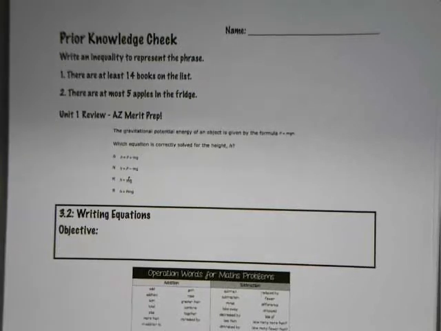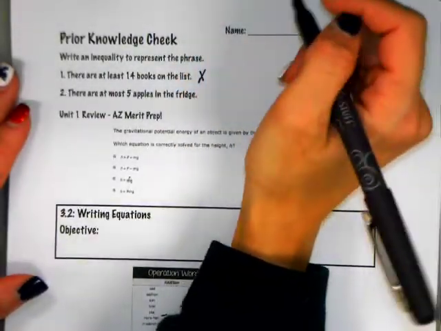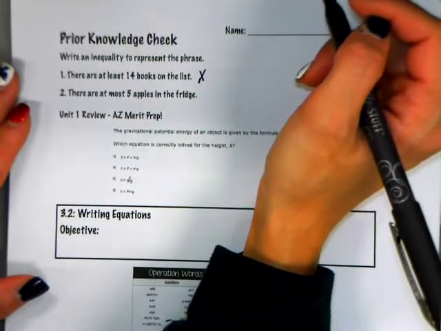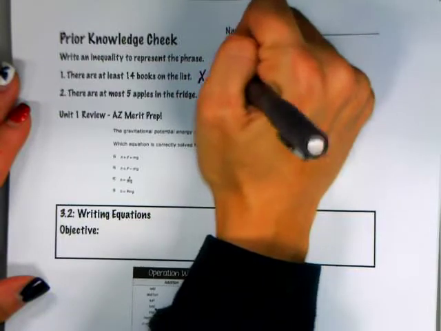So for the first one, there are at least 14 books on the list. So what variable do you guys want to use for books? X, sure. So at least 14. Does that mean that there could be more than 14 or less than 14? There could be more, and then could it be equal to 14? Yes. Yeah, so X is greater than or equal to 14.